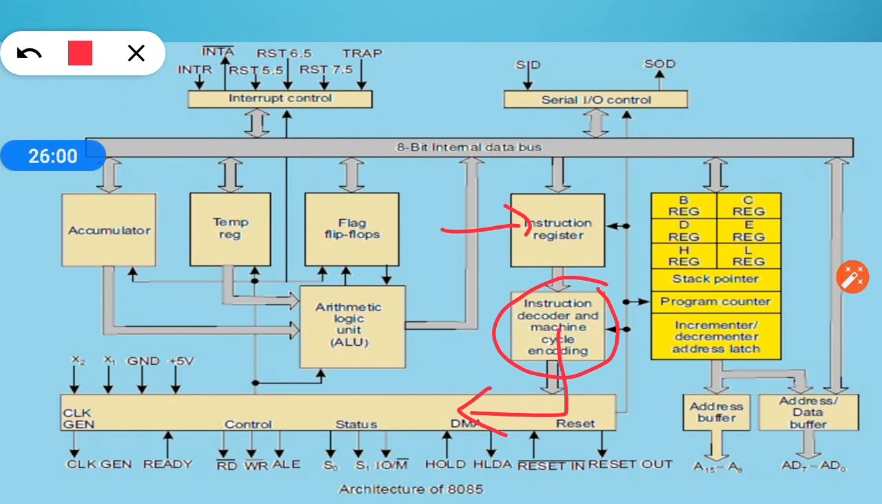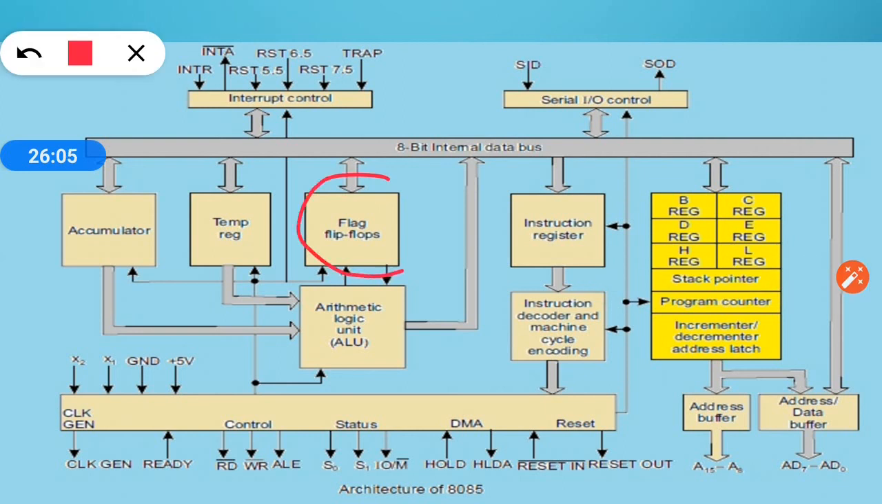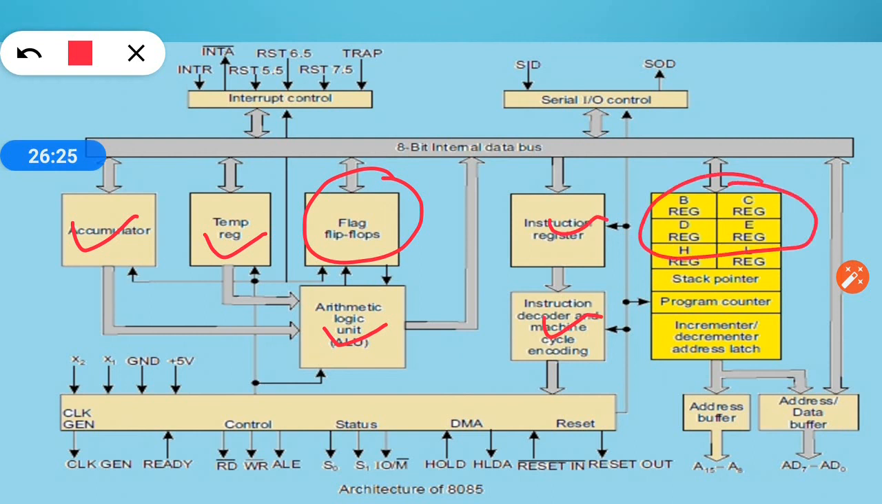Okay, and one thing remaining here is the flag, right? I kept it because the flag register is in the next slide. So I will revise again: accumulator, then temporary register, arithmetic and logic unit. Flag I will explain later. Then instruction register, instruction decoder, then general purpose registers, program counter, address buffer, address data buffer, then serial IO control. And also this timing and control unit, right?